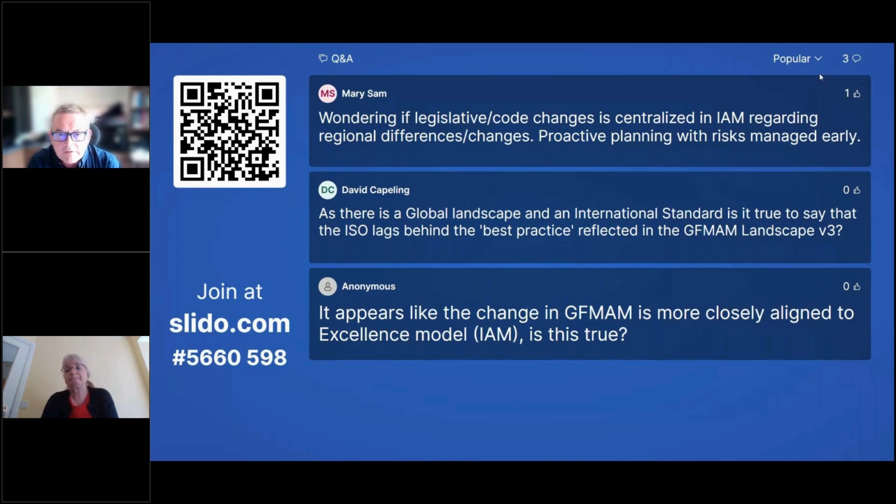Wondering if legislative code changes centrally in IM regarding regional. I'm not sure I understand that question. I think it's about perhaps identifying whether we're trying to pick up regional differences and changes with legislative code changes. I think particularly with some of the ISO and stuff like that, potentially, Richard. Maybe Mary, you could clarify your question and we could make sure we answer it correctly.